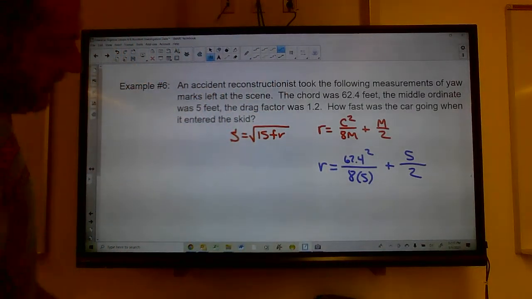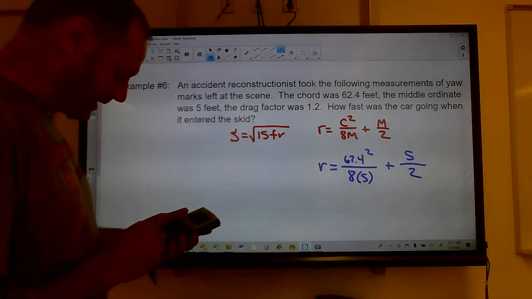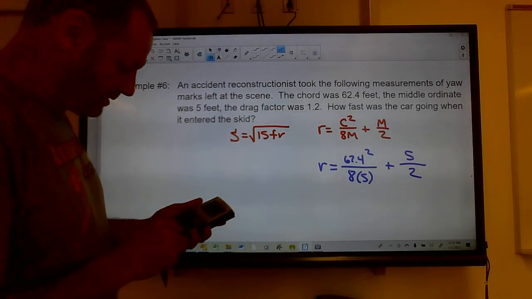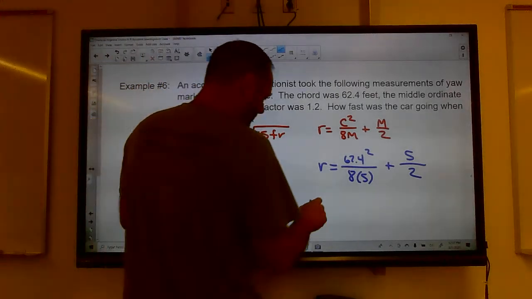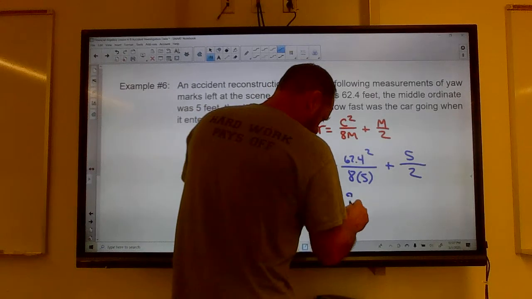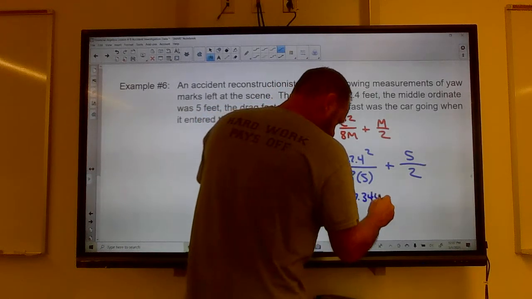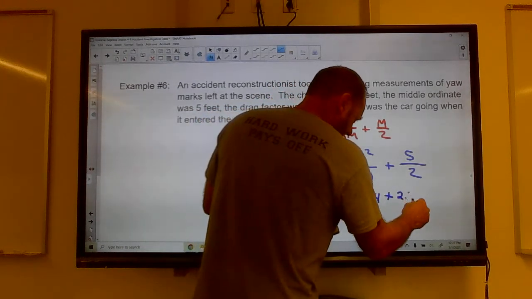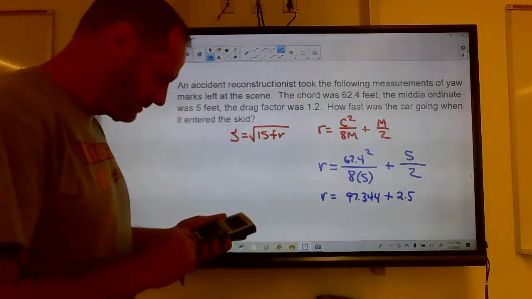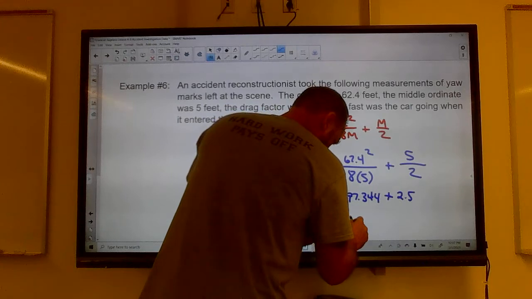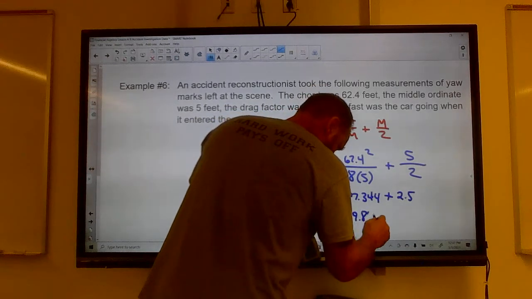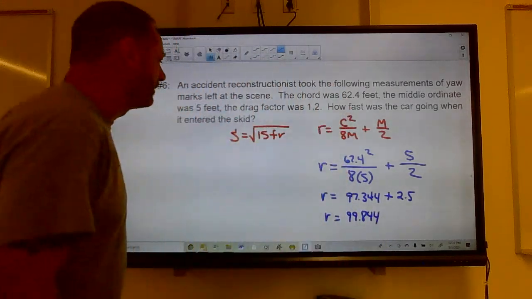Okay, so I get out my calculator, and I do 62.4 squared divided by 40. 8 times 5 is 40. So this is 97.344 plus 2.5. 5 divided by 2 is 2.5. So R is 99.844.